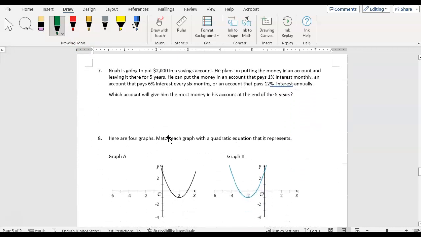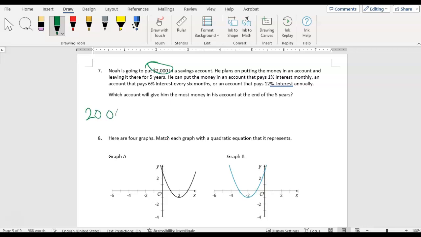All right, number 7 is a review question. He's putting $2,000 in a savings account. He plans on putting the money in an account and leaving it there for 5 years. He can put the money in an account that pays 1% interest monthly, an account that pays 6% interest every 6 months, or an account that pays 12% interest annually. Which account will give him the most money?